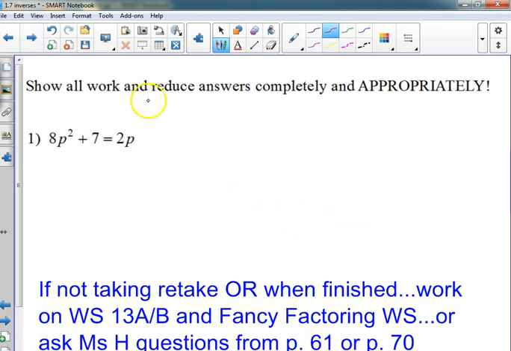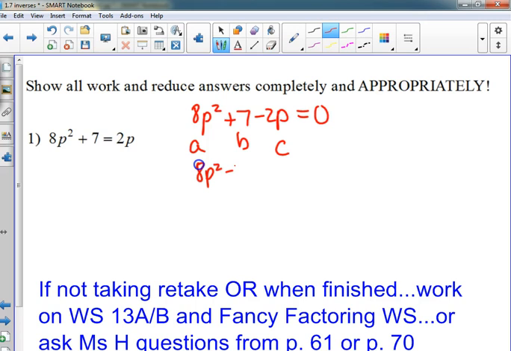One quick one of these. How are we going to solve this? 8p squared plus 7 minus 2p equals 0? A, B, and C? That's what somebody did on the last quiz. What's wrong here? It's got to be 8p squared minus 2p plus 7. Then A is 8, B is negative 2, and C is 7. Quadratic formula?